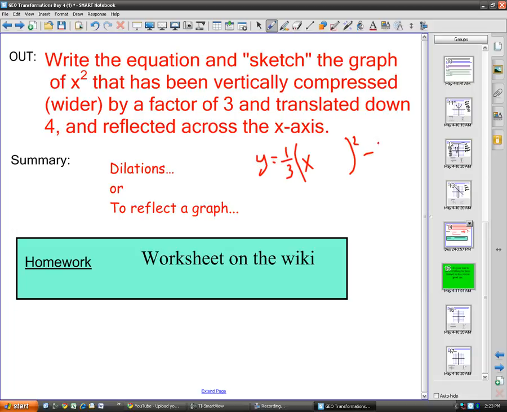So we just want the thing flipped over the x-axis. So we're going to have x squared minus 4, and flipped over the x-axis means that it has to be a negative. And so if I'm sketching this thing, I'm going to go down 4, 1, 2, 3, 4, right there. And if I want the thing wider, I've multiplied by 1/3, and so the graph is going to go real wide compared to what the original one would look like, and it would be something like that.